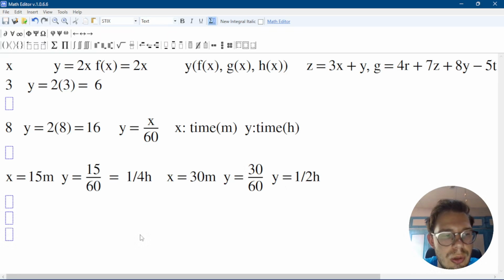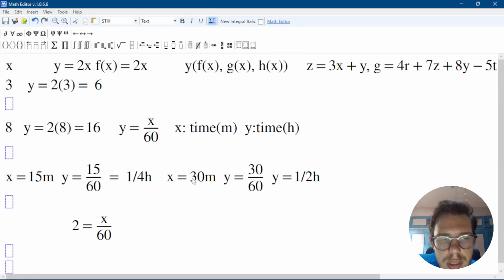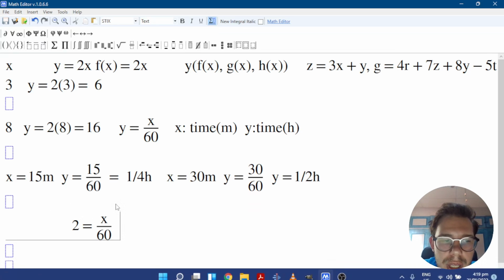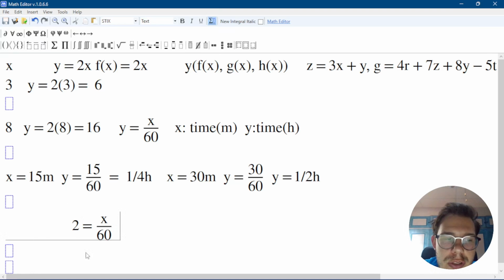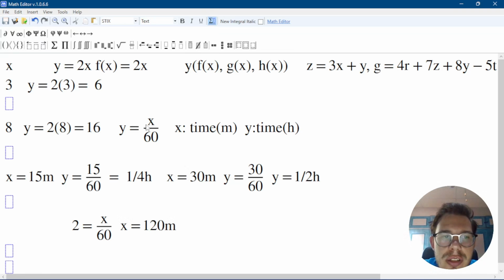The other way that you can also do it is we'll say, well, I want to know how many minutes is 2 hours. So we have y because we have the 2 hours. So we say 2 is equal to x, because we want the 2 hours in minutes, divided by 60. So to solve this equation, we have to multiply the right hand side by 60, and then we also have to multiply the left hand side by 60. So what we end up with is x equal to 120 minutes. So using this function, y equal to x divided by 60, we can convert minutes into hours, or if you give me hours, I can convert it into minutes.